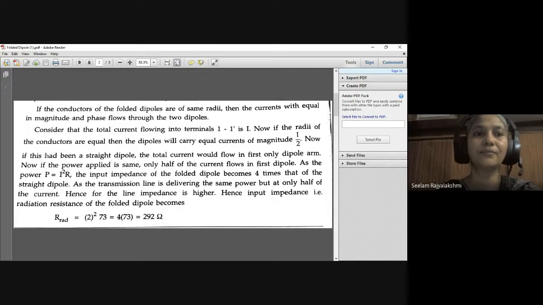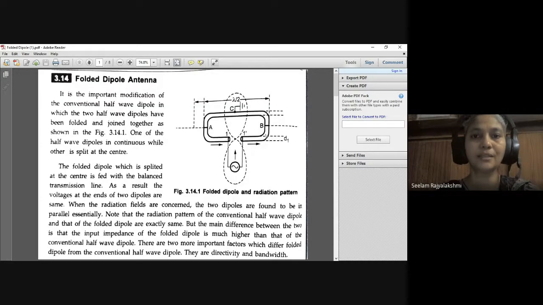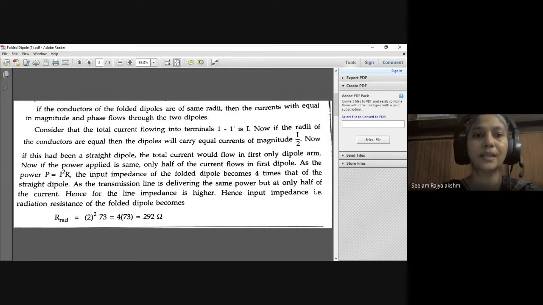Now if this had been a straight dipole, the total current would flow in only the first dipole arm. Here we have seen the folded dipole, where we have joined two half-wave dipoles and folded them. But if it is a straight dipole, the total current would flow in only the first dipole arm. Now, if the power applied is the same, only half of the current flows in the first dipole.